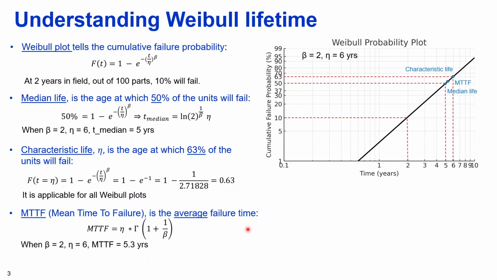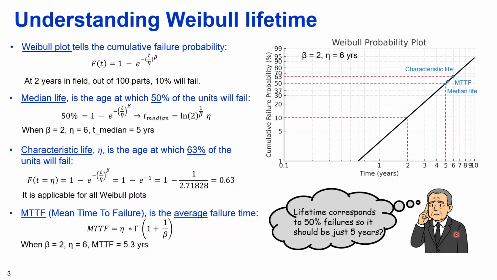So now we have the knowledge. Let's revisit those 3 questions. The first leader was trying to correlate lifetime to 50% of the failure probability, so he was trying to use the median lifetime to represent the mean lifetime, which is not recommended.